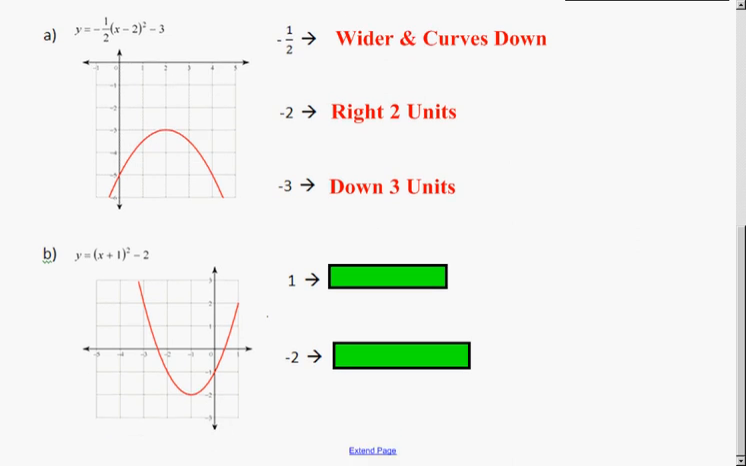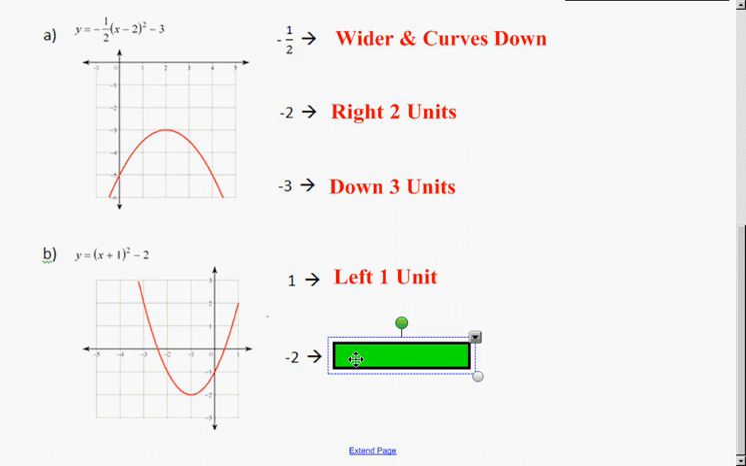Example B. Notice your g value, nothing out there, so you can put a 1. So it's going to stay the same. Now, this 1 is indicating what's happening on the inside of your parentheses. So when you add 1 on the inside of your parentheses, you're going to move to the left 1 unit. Negative 2 is your k value. You subtract 2, therefore you move down 2 units.